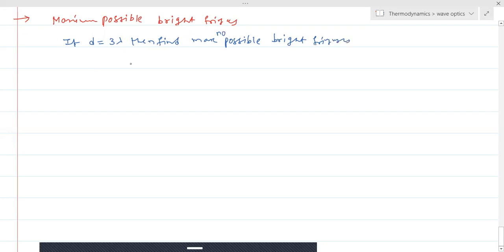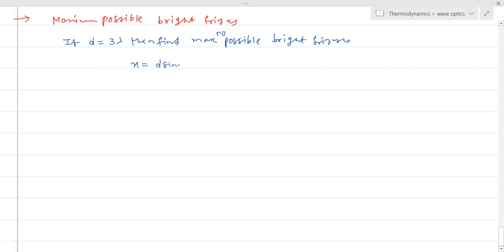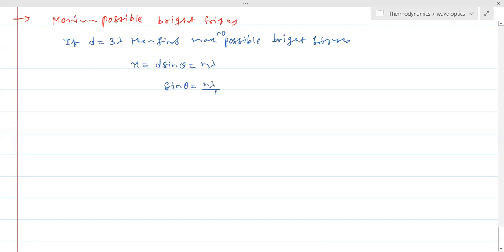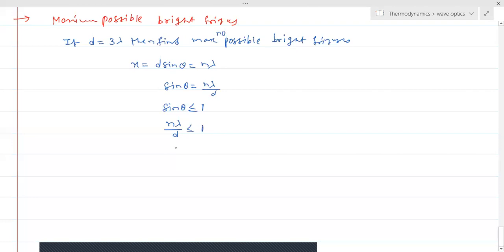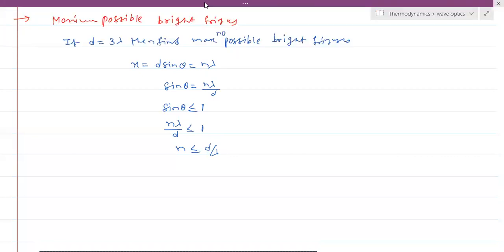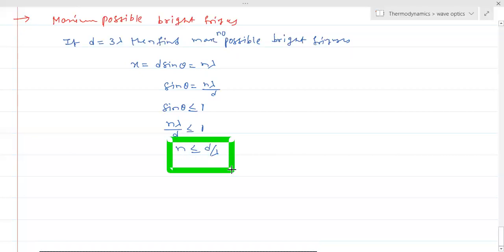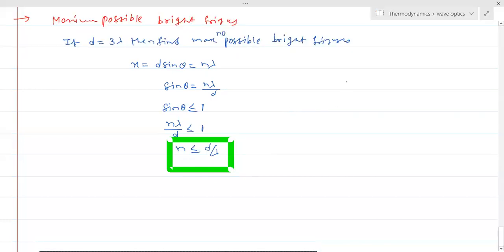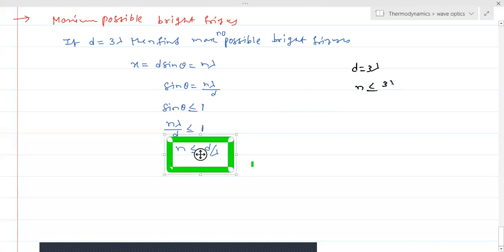We know that the path difference is d sin theta, equivalent to n lambda, or sin theta is equivalent to n lambda by d. We know that sin theta is always less than or equivalent to 1, so n lambda by d is less than or equivalent to 1. So n is less than or equivalent to d by lambda. This is a very, very important relation. In the present problem d is equivalent to 3 lambda, so n is less than or equivalent to 3 lambda by lambda, so n is equivalent to 3.